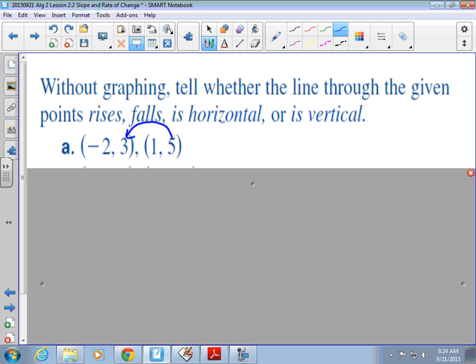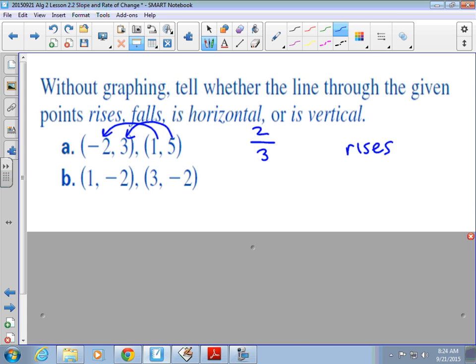5 minus 3 is 2. 1 minus a negative 2 is 1 plus 2, which is 3. That's a positive number. Therefore, that slope is going up. It is positive, or it rises. What about this one? Do the same thing. Take 30 seconds.